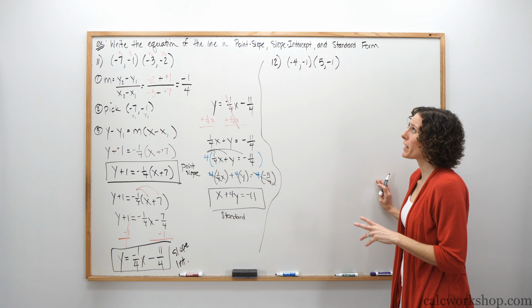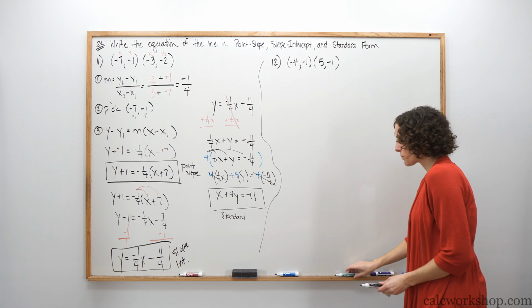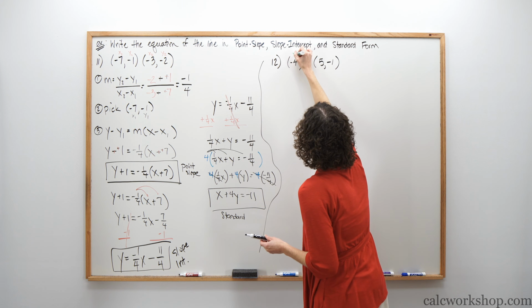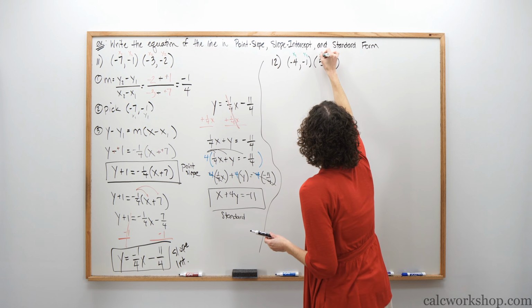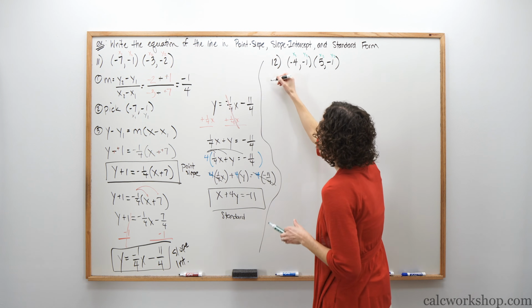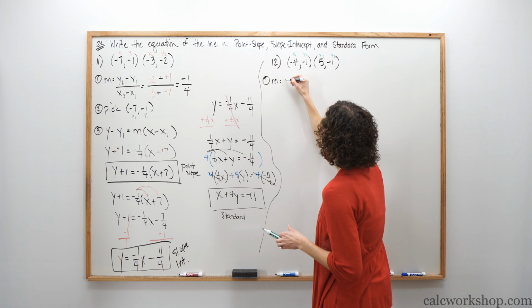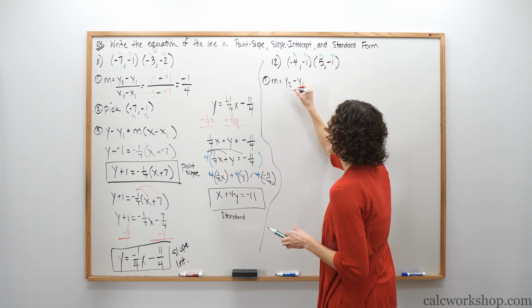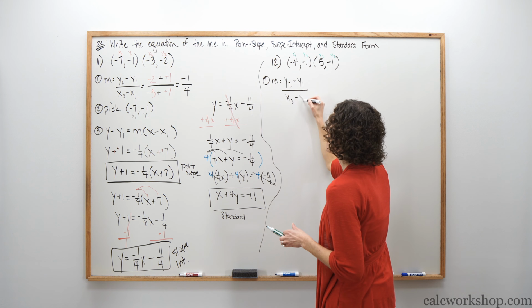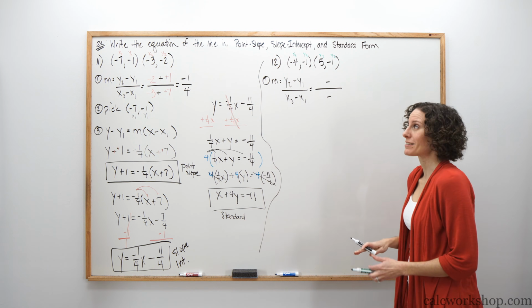We're given negative 4, negative 1, and the point 5, negative 1. What's the first thing we're going to do? Well, we should probably label and say this is x1 and y1, and this is x2 and y2. We need to find our slope. So m equals y2 minus y1 over x2 minus x1. So let's put that division line and our negative signs in.